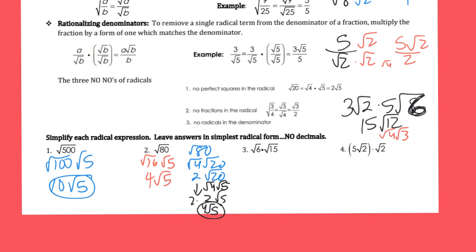So what do you do with this 2 and the 15? Well, you multiply them. So 15 times 2 gives us 30, and you bring down the square root of 3. And so multiply the number factors, multiply the radical factors, and then break down the radical as you can.